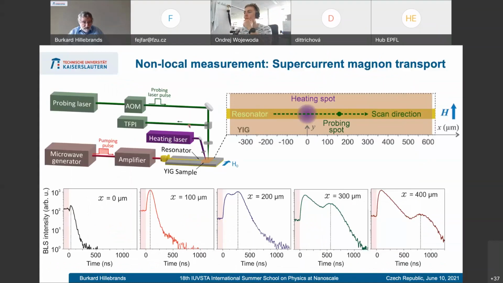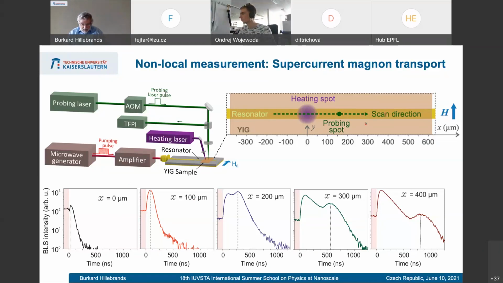And that is now simply an experiment where we use a specific heating laser, which is here, or here's the heating spot. And then we have the probing spot for the Brillouin light scattering. And then we can do all these measurements. For instance, we can measure the Brillouin light scattering intensity at the position where the heating spot and the probing spot coincide. So X is the separation between them. We can go 100 micrometers away from it, let's say here. Then we can go to 200 micrometers, we can go to 300 micrometers, to 400 micrometers.